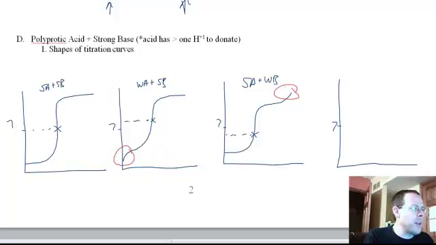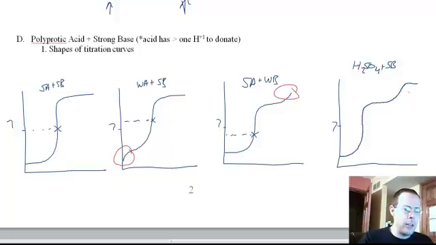And then the last one I want you to have is if we have a polyprotic acid. So something like maybe H2SO4 with a strong base. And this one is going to start flat. It's going to have a pH, it's going to level off. It's going to have another curve and level off a second time. Alright, why does it have 2 equivalence points? Or not really equivalence points. Why does it have 2 plateaus? Because it is diprotic. Okay?